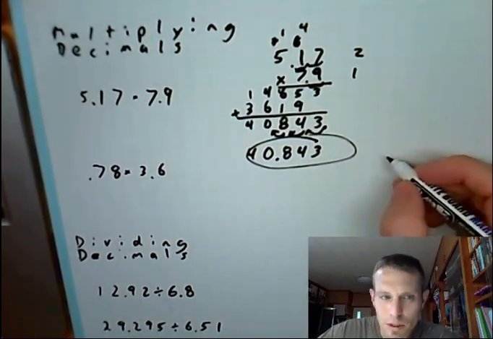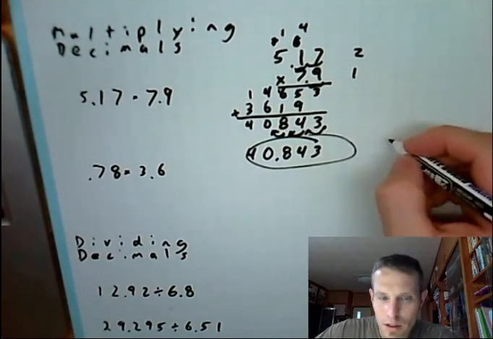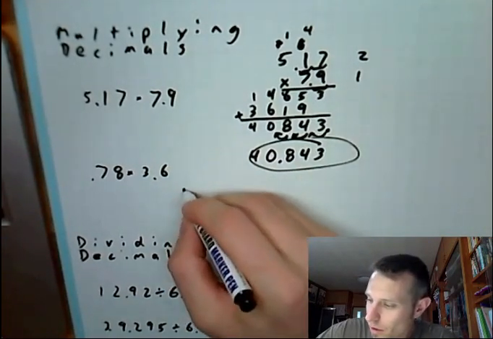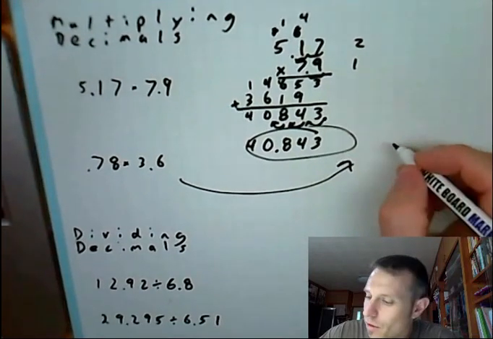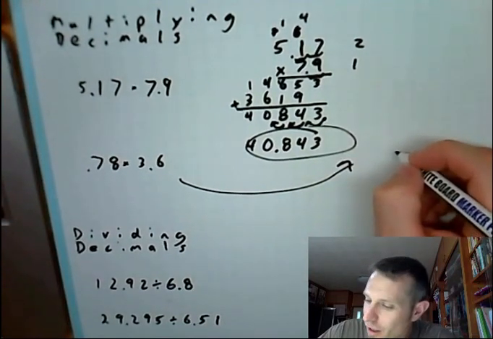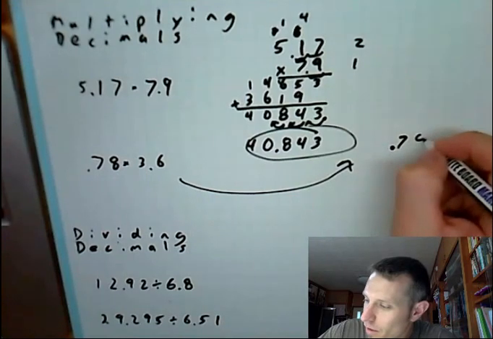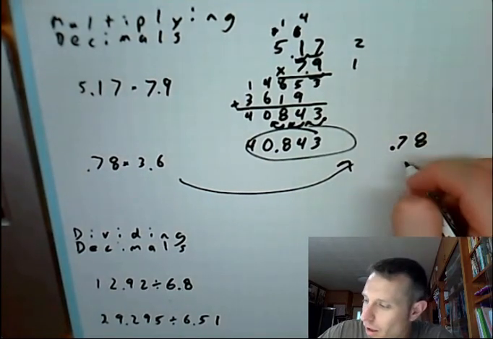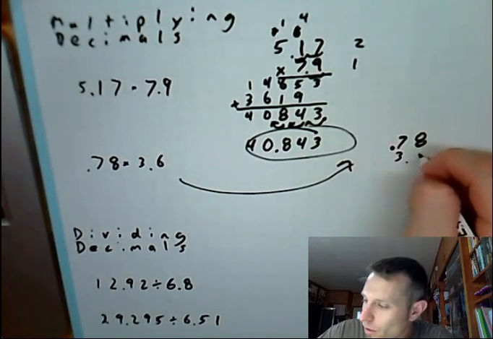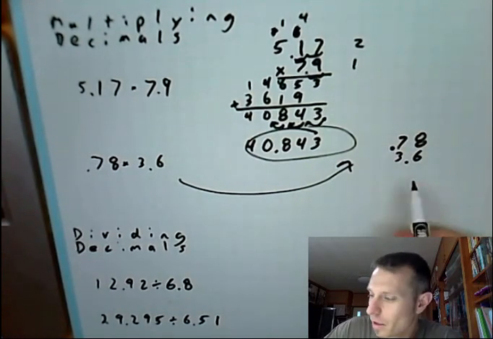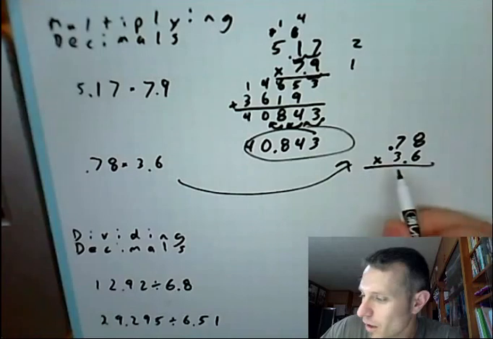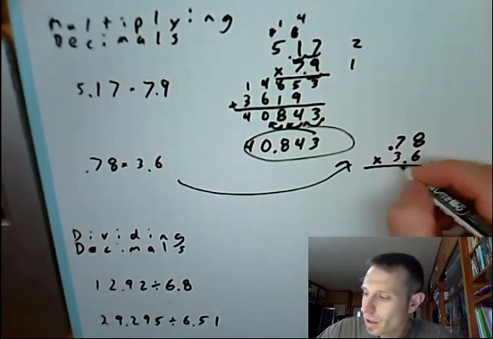Let's do one more example. I'll do it over here. Again, you have more space in your notes, so I hope that you'll make this a little neater than I have. We have 0.78 and 3.6. Okay, and I just line those up to the right, so the right side is in a column. I'm going to multiply those together.